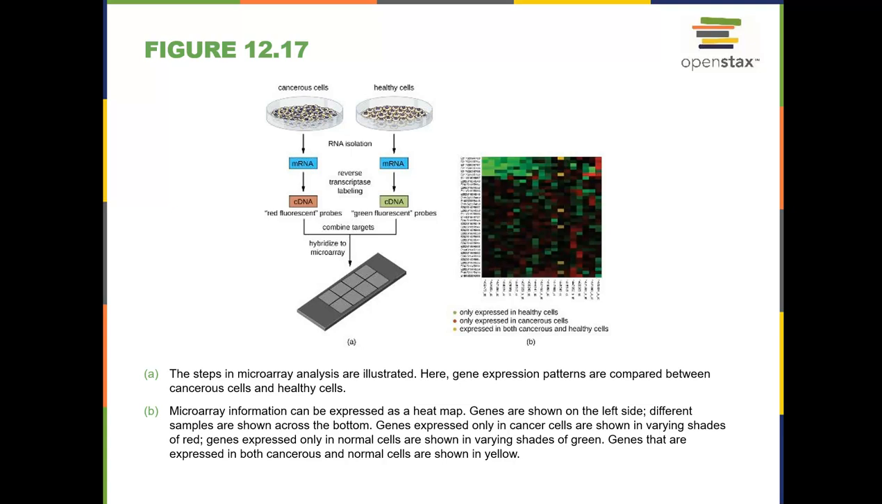So you will look at different types of cells, and then you give them different probes, and you can actually see which genes are turned on and off in different scenarios. So this is showing cancer cells. The green are only expressed in healthy cells, red are in cancerous cells, and yellow are in both cancerous and healthy cells. So you can investigate what's happening on the genetic level in the cells when it's in different scenarios.